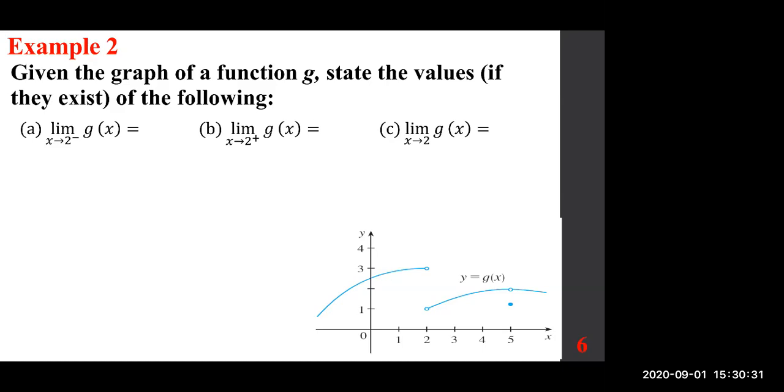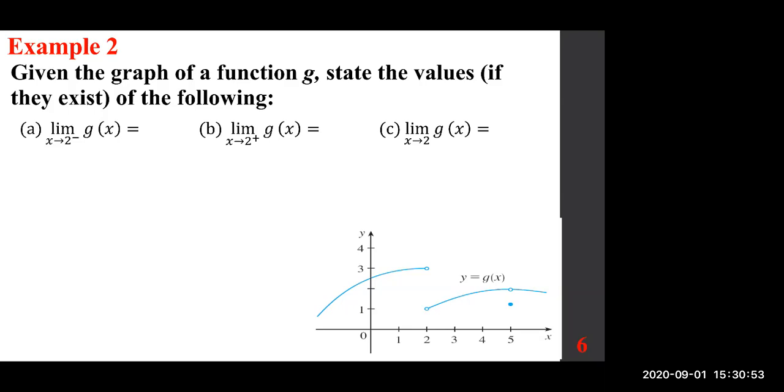Let's go to this example. We have a graph. Everybody can see it. And we are interested in finding the limit of this function. The function is called g of x. As x approaches 2 from the left, 2 from the right, and finally at 2. Okay.